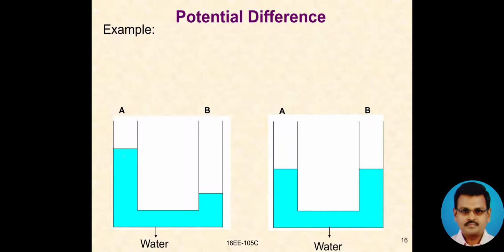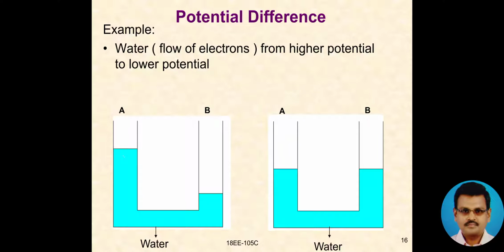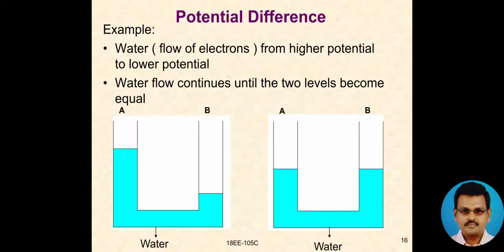Then what will happen? Water will flow from higher potential to lower potential. Water flow continues until the two levels become equal.